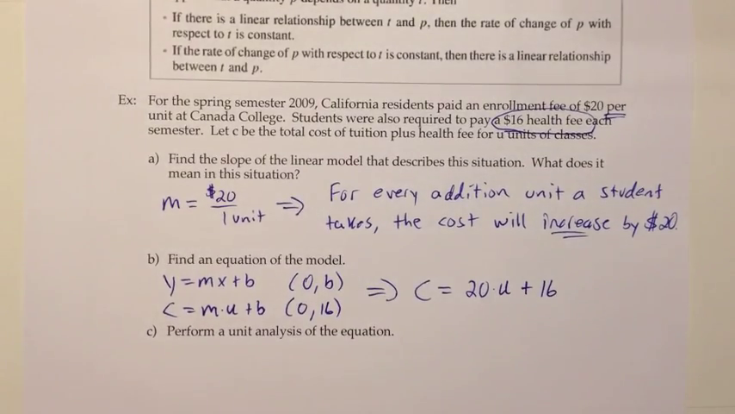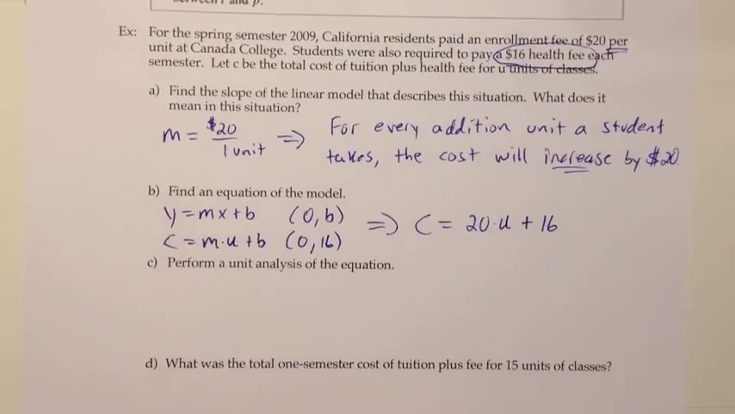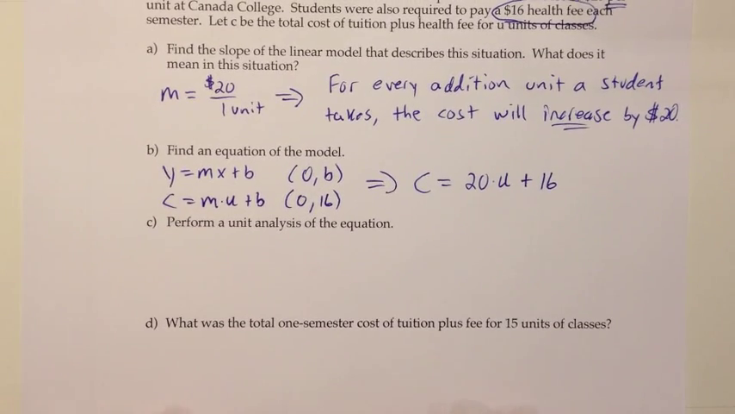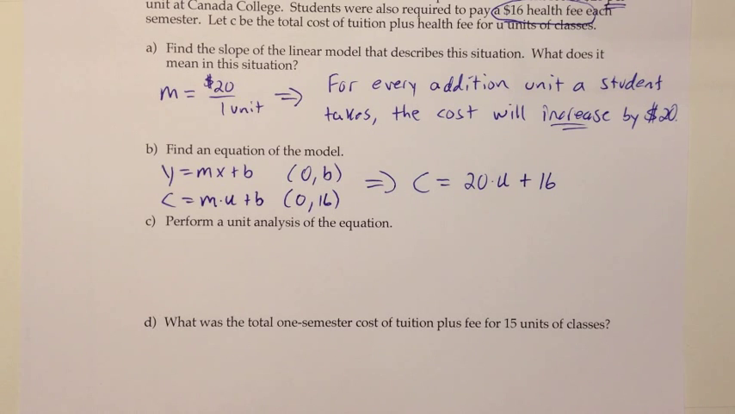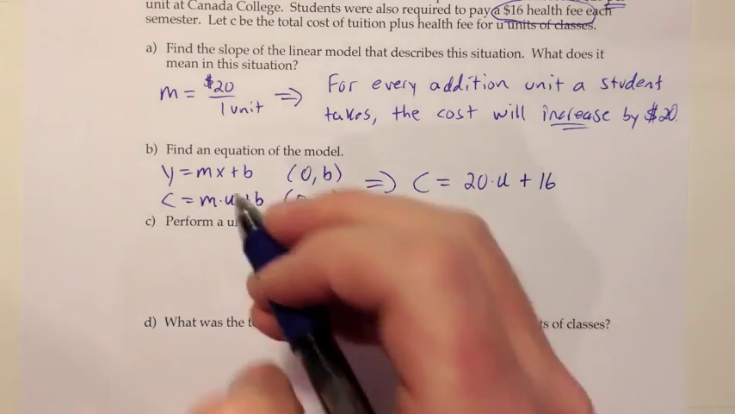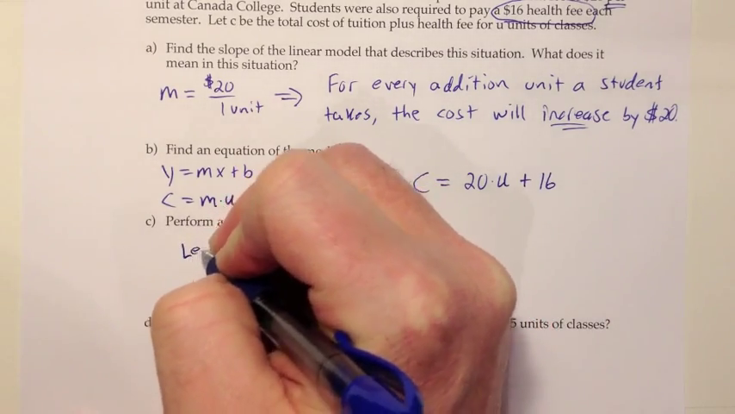And then they're also asking us to perform a unit analysis on this equation, and that's something that we can do kind of quickly. It's just a quick check to think about, did I do this equation right? And one way that you can confirm that somewhat is to see if you have the same units on both sides. So on the left side we have cost. So what would the units be on cost? So what's our left side?